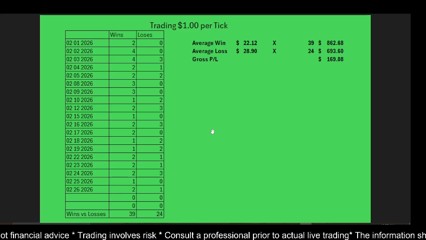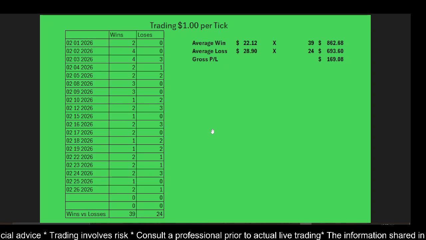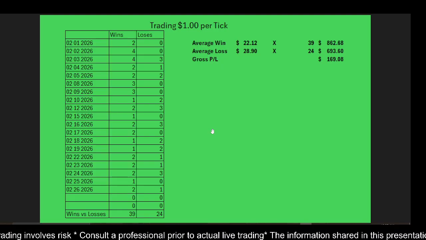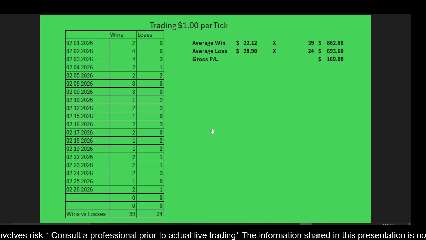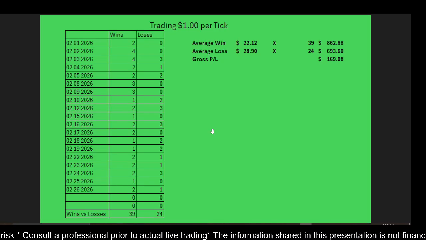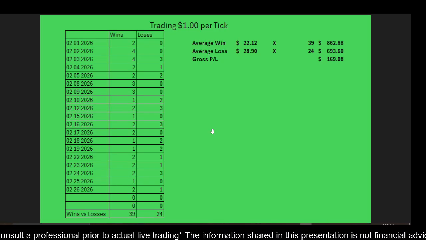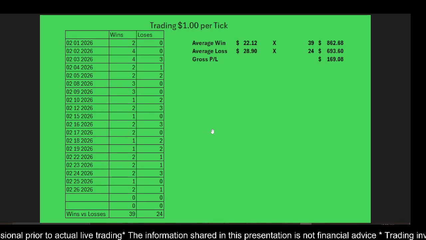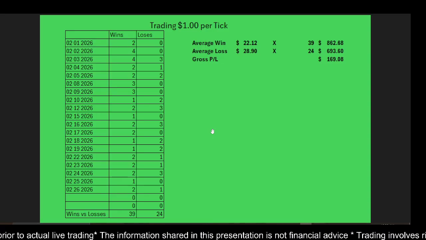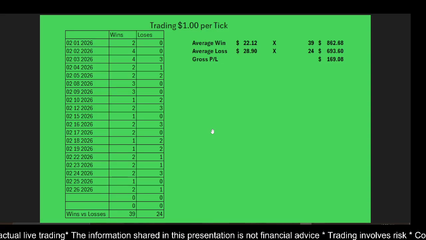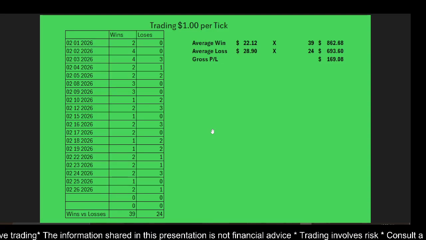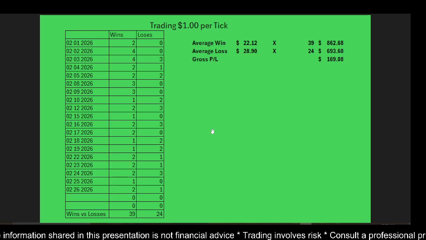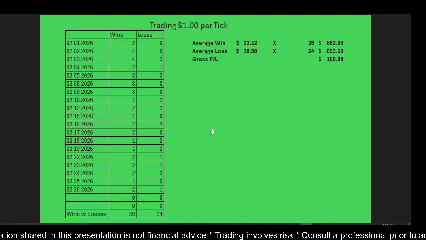Like I said, I like to have at least 100 ticks per week. But here, wins and losses count the same as far as the value when you're trading 25 ticks at $1 per tick. Now, 39 wins gives us $862.68. 24 losses gives us a negative $693.60, for a grand total net of $169.08.